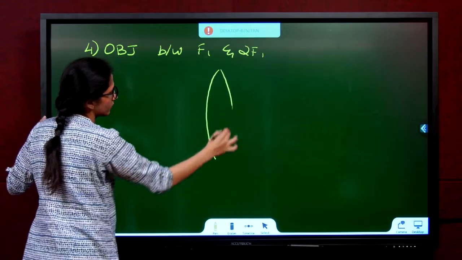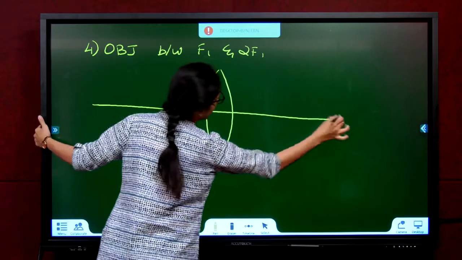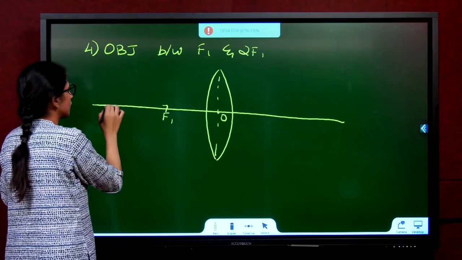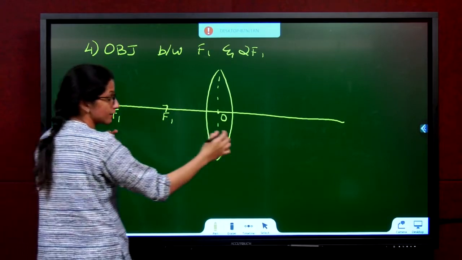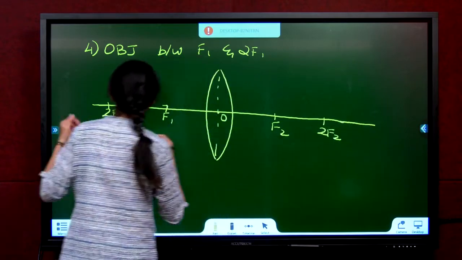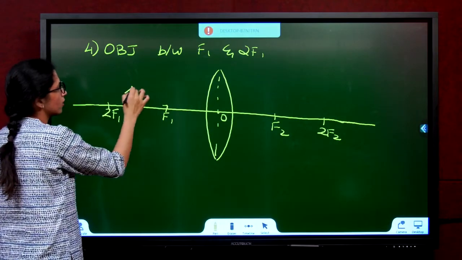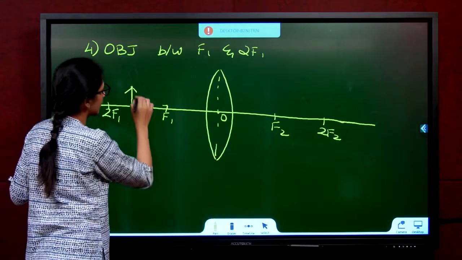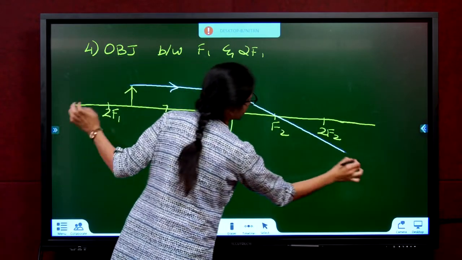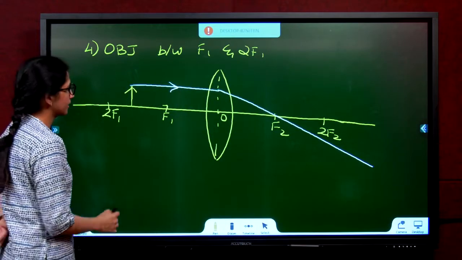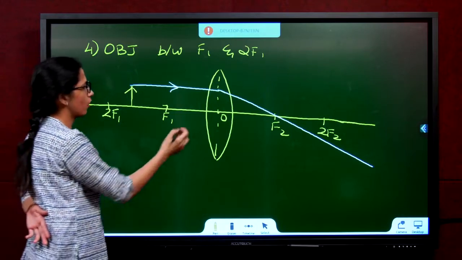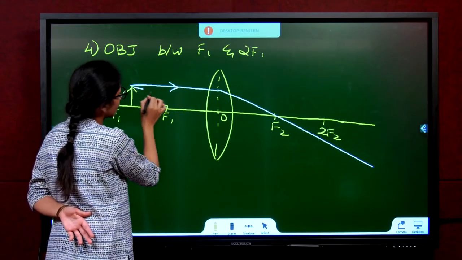So draw the convex lens with the dimensions we mentioned, that's 4 centimeters radius. Mark your optic center. From the optic center, measure f1 and 2f1 at 3 centimeters and 6 centimeters away. Then you have f2, 2f2. Object is between 2f1 and f1. First take a ray going parallel to the principal axis. After refraction, it passes through the focus. Next, a ray going through the focus goes parallel to the principal axis, or you can take one through the optic center. Anything will do. Shall we take the one through the optic center here?